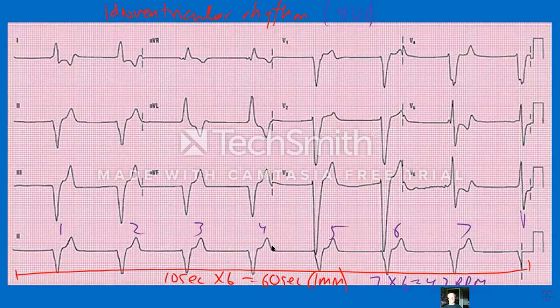Do we have left bundle branch block here? If you look at leads V1 and V6, here's lead 1 and V6 is here, you can see those S waves. And the S waves make it less likely that we have a left bundle branch block pattern here. Now, how about the right bundle branch block?